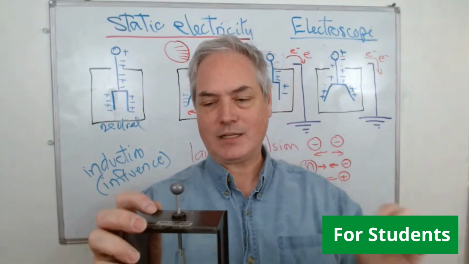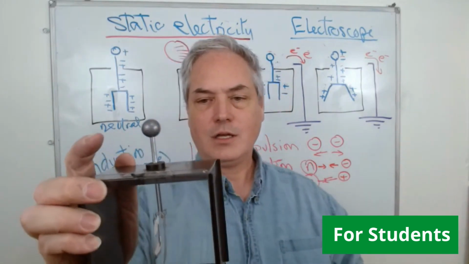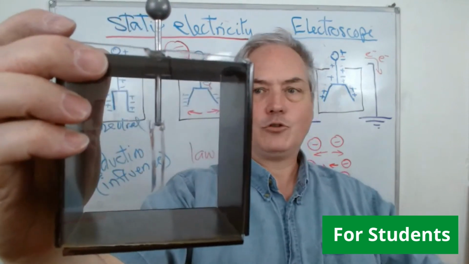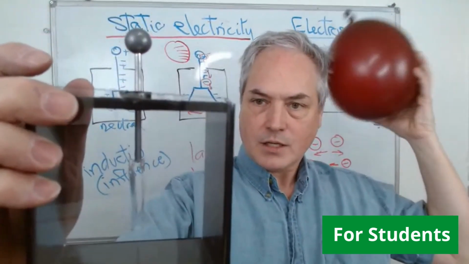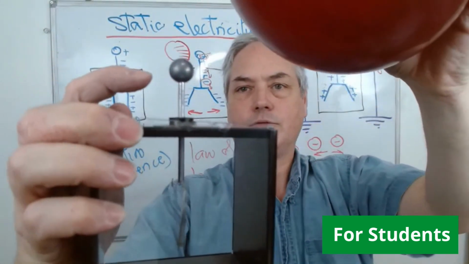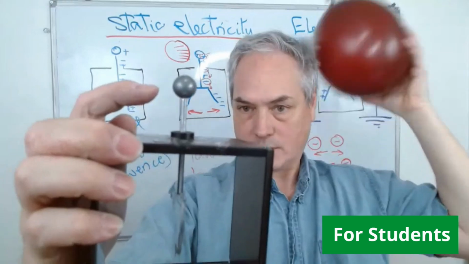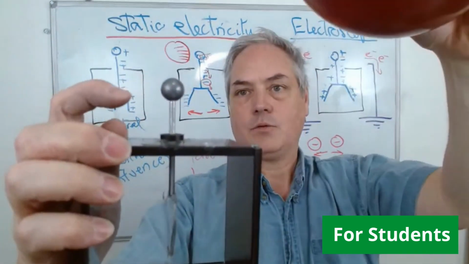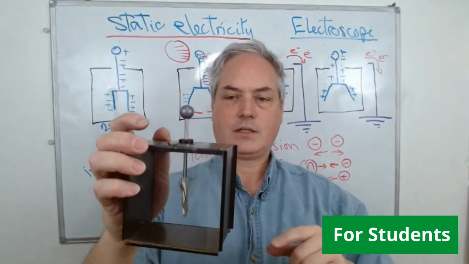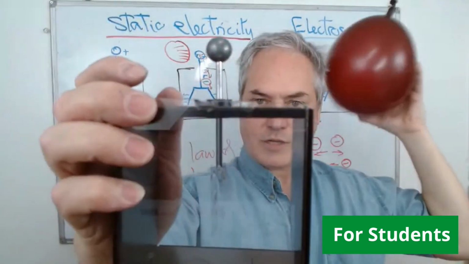Let's see if I can do it again. It's always fun to see if we can make it work. So we have the two little leaves. We are bringing this here. We're trying to influence. Okay, it's not happy. I don't know why it's not happy. So let's try this again.